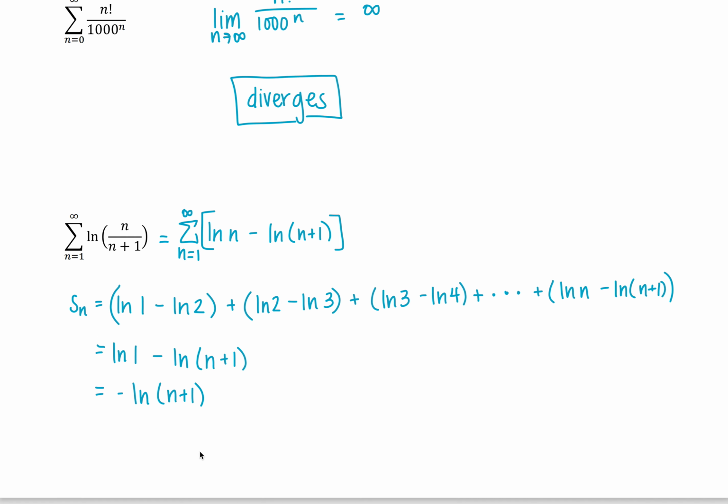If I look at the limit of this as n goes to infinity, if I take the natural log of infinity, I'm still going to get infinity, but there's a negative in front, so my limit's actually going to be negative infinity, and this tells me that the series diverges. It's not going to go to a limit.